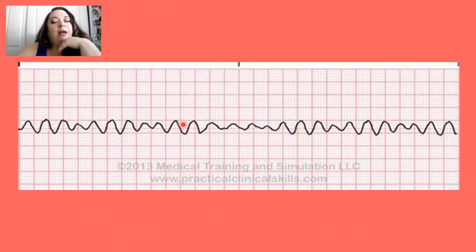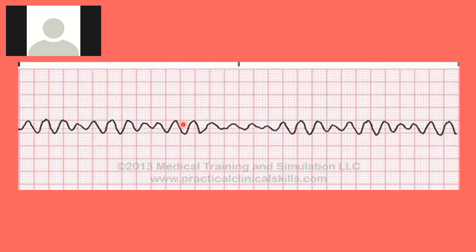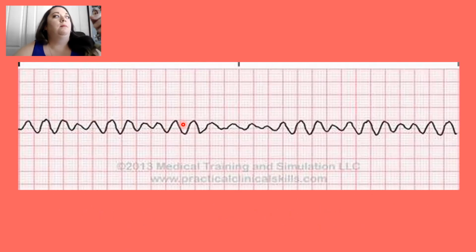What if I have what kind of looks like normal sinus rhythm, but there's no pulse with it? PEA. Yes, thank you. PEA. So it's pulseless electrical activity. Basically the electricity is moving through like it should, but your myocardium, your muscle, is not responding to what the electricity is telling it to do.